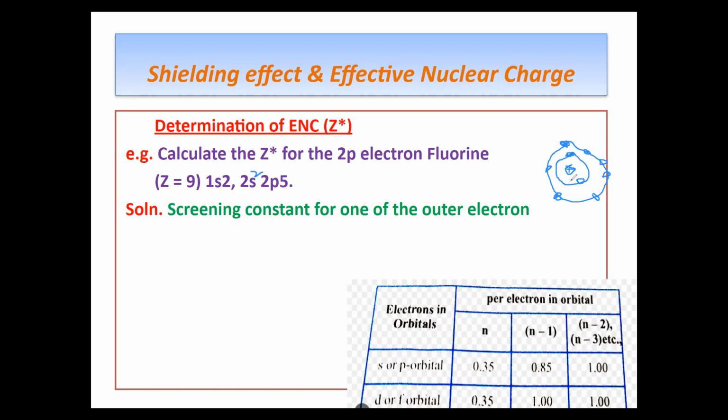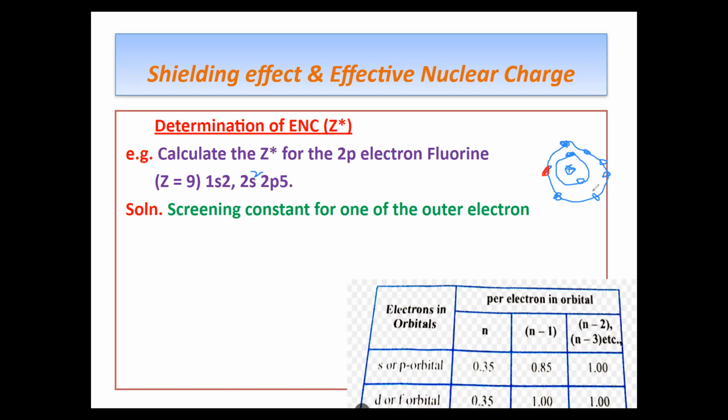So look, suppose I want to calculate the effective nuclear charge for this electron, the red color symbol. Suppose you need to calculate the effective nuclear charge for the 2p electron. So first, how many electrons are shielding?